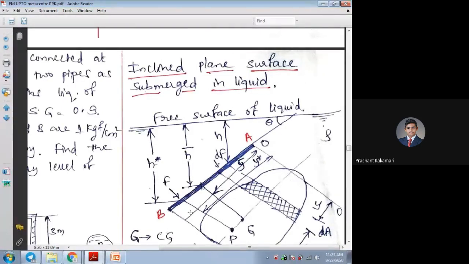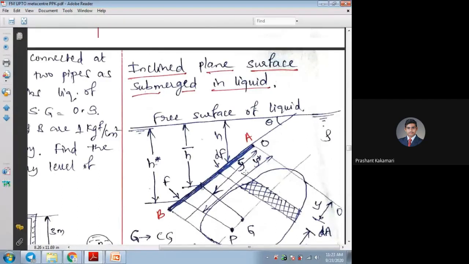And on this inclined surface, which forces will be acting? One is the weight of the liquid and the forces due to hydrostatic pressure, that is P equal to rho gh. As you go on increasing the depth, the forces acting near B are more and the forces acting on A will be less.